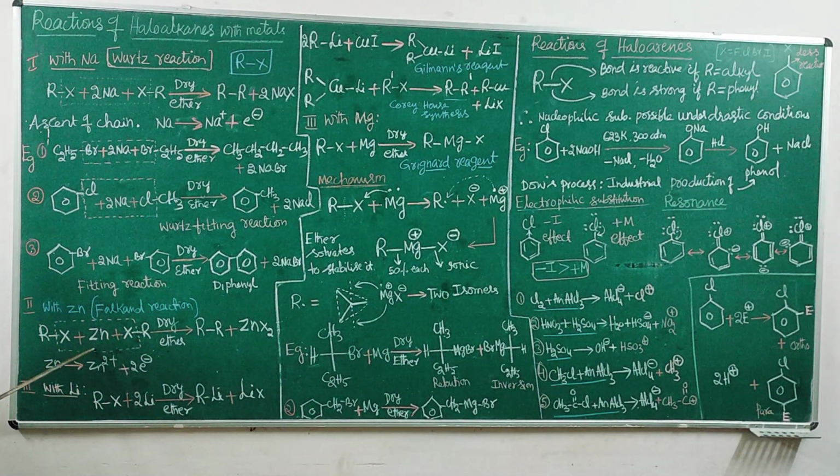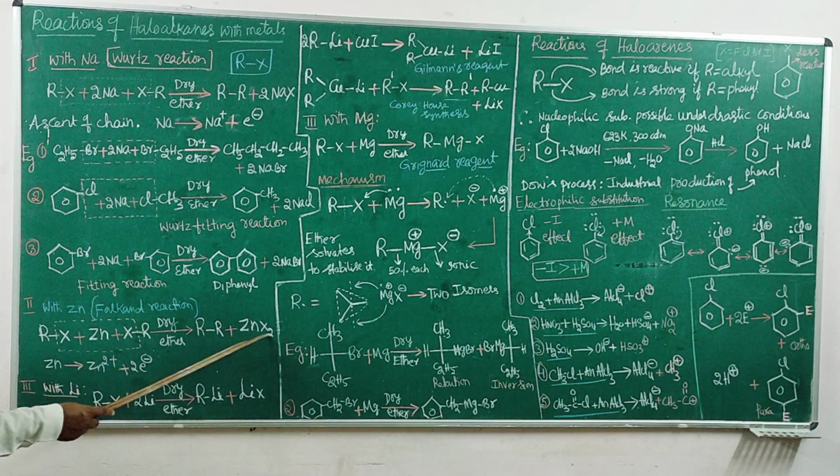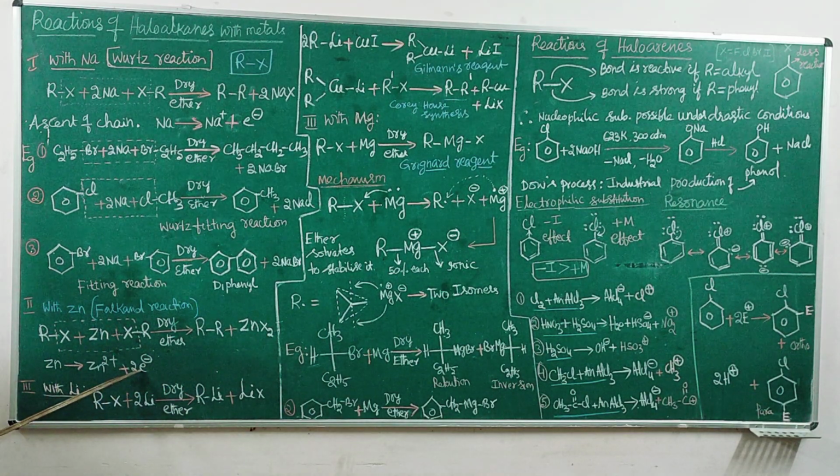In the other case, zinc is bivalent. It is the one that can donate 2 electrons. Similar reaction, the same chemical reaction. Zn plus RX gives ZnX2. This gives the same higher alkane, R-R. Same type of reaction. This reaction is known as the Frankland reaction.